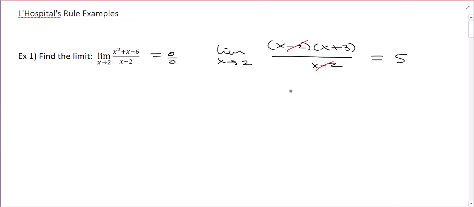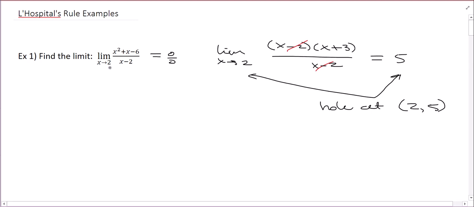Now, the nice thing about doing it this way is that I can see, based on this limit, that this graph is going to have a hole at (2, 5). If I just do the limit using L'Hopital's rule, I'll know what the limit is, but it doesn't necessarily tell me that there's a hole there. It could be a different kind of discontinuity.